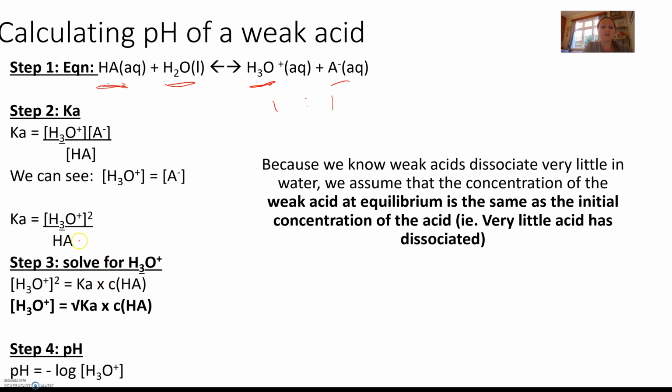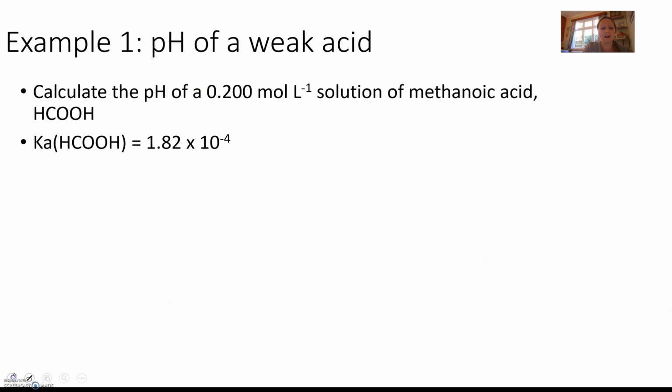Okay, the next thing we do is rearrange. We multiply the HA over by the Ka, and you get H3O+ squared. Then we square root that: Ka times the concentration of the acid will tell us the H3O+ concentration. The value we use for the acid here is the initial concentration of our weak acid, because remember we're saying that so little dissociates that it really doesn't make much of a difference to that concentration. We then negative log our H3O+, and that gives us our answer.